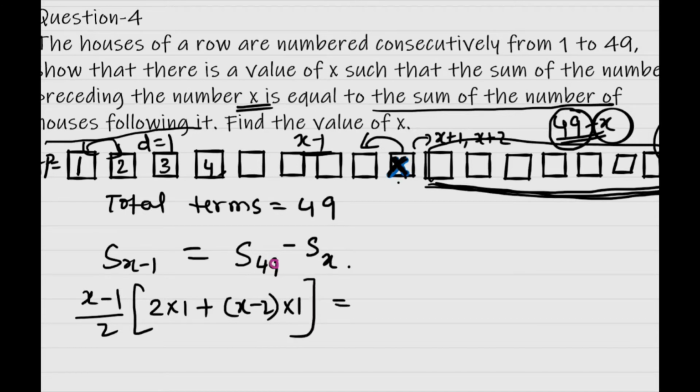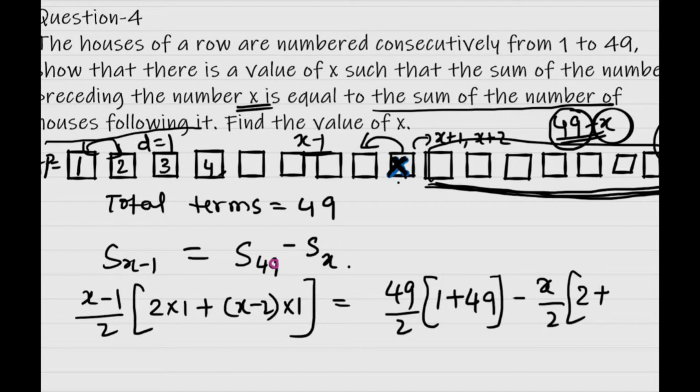That will be equal to S49. S49 means 49 by 2 into, better we go for a plus l, where a is 1 and l is 49, so a plus l, minus S of x. S of x will be again x by 2 into 2a, that means 2 plus n minus 1, that is x minus 1, into d, which is again 1. So here we are getting an equation like this.